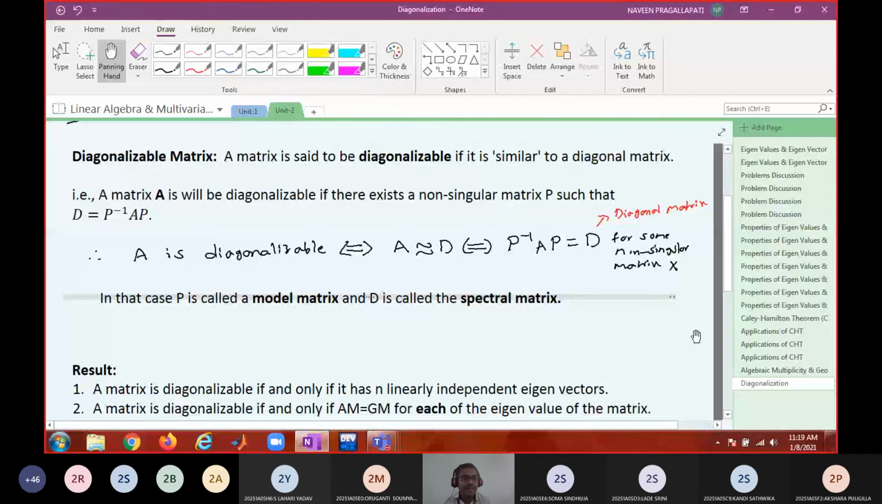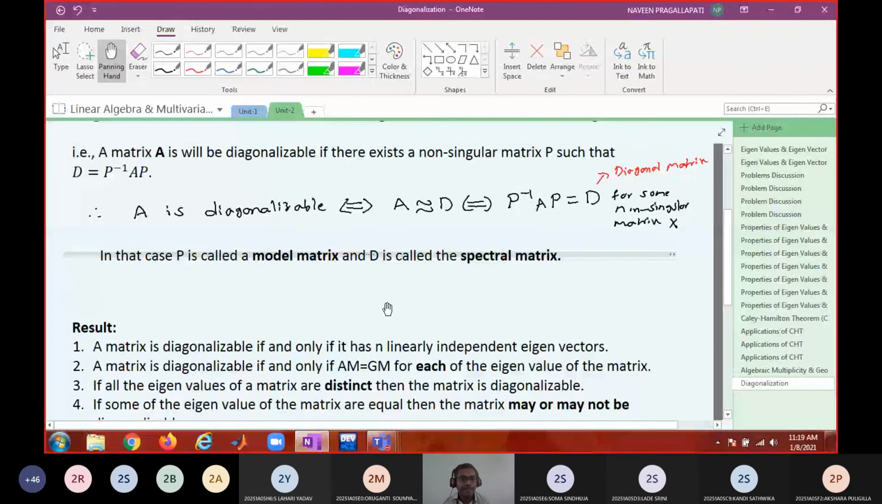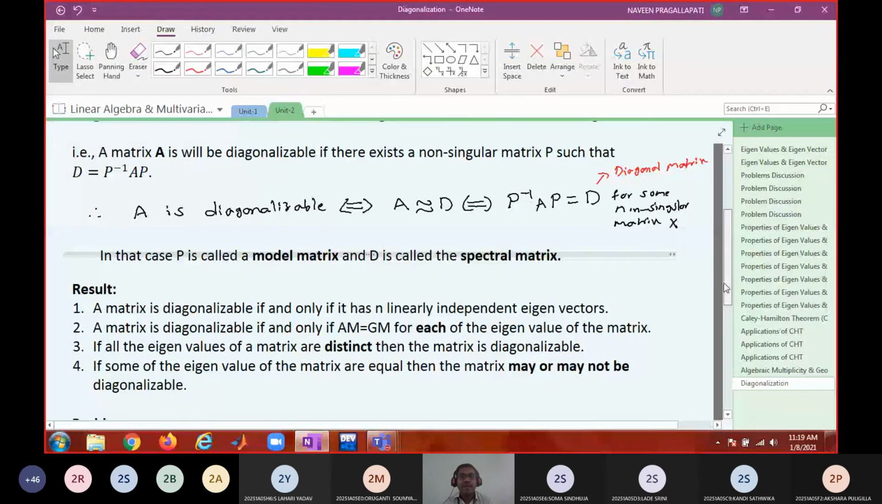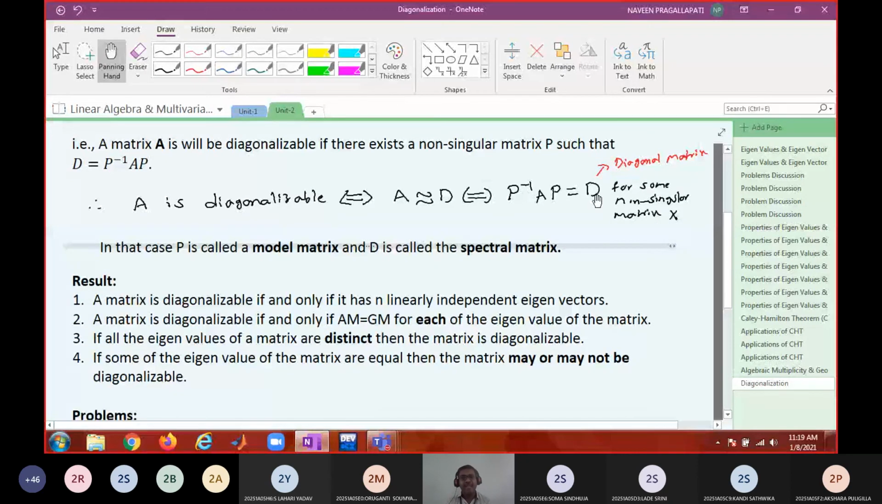Now, before proceeding further, I have a question. What could be the elements of D? Can you tell me? What are the diagonal elements of D? Because non-diagonal elements will be 0 in a diagonal matrix. What could be the diagonal elements of the diagonal matrix, which is a spectral matrix? Okay. Very good. Eigenvalues of A.